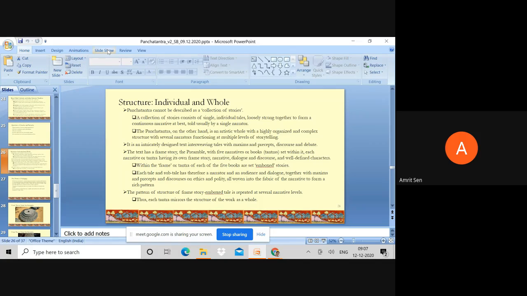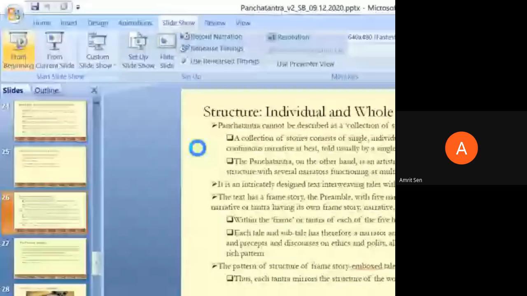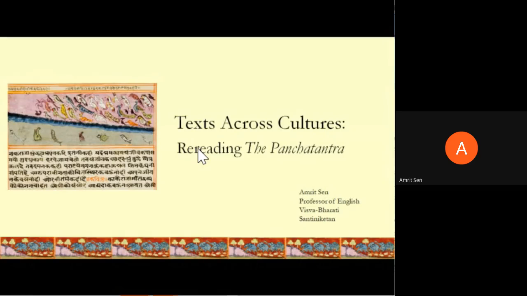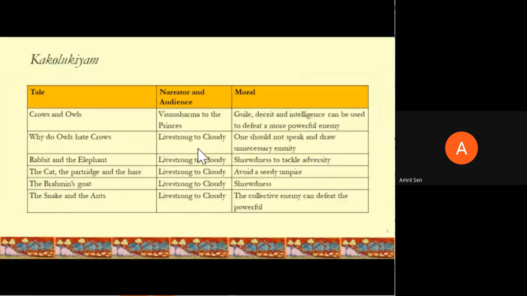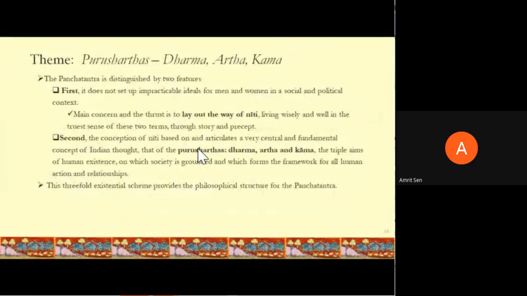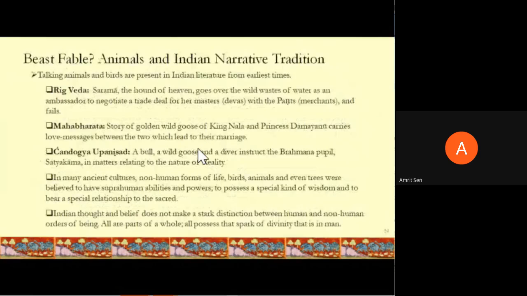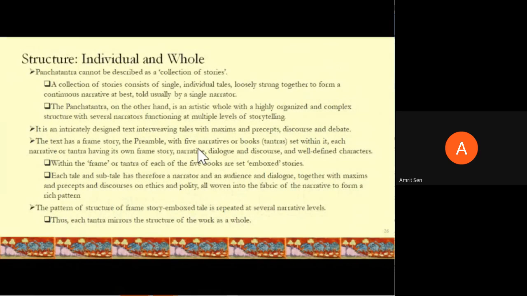Right. So if you look at the structure of a collection of stories, it is usually told by a single narrator, and it is usually strung together without any interlaced structure. But in Panchatantra, what we have is an extremely intricate artistic whole with highly organized and complex structure, with several narrators functioning at multiple levels of storytelling. Now, I've given you that kind of a statement so that you can use it in your responses in the exams, but let me break this up a little bit.